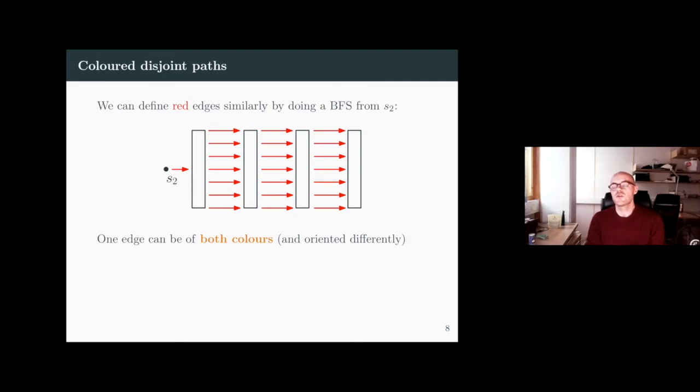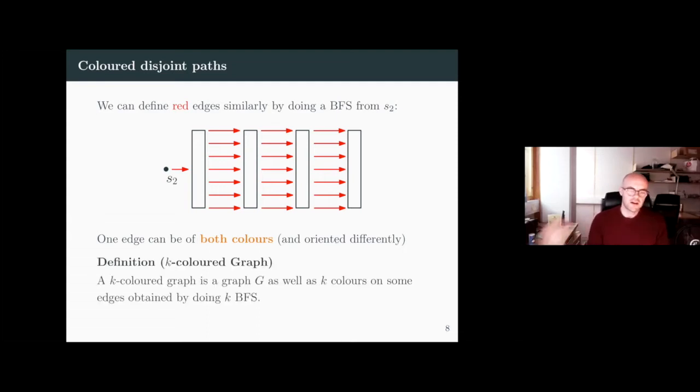Okay, so you want a blue path from S1 to T1 and a red path from S2 to T2, and you want them to be both disjoint. Let's say we keep to 2 paths. Here the remark that we have is that one edge can be of both colors. And actually, if that doesn't happen, then everything is very easy. Another remark is that the orientation of one edge can be different in both colors. So this is fine.